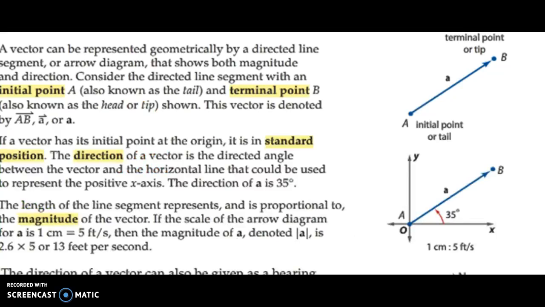So, whole bunch of vocabulary to go over right now. We have an initial point, which is where my vector starts. Terminal point is where it ends. Initial point sometimes is called the tail, and the terminal point sometimes called the tip because it's a ray, so it's going to have a tip like an arrow.